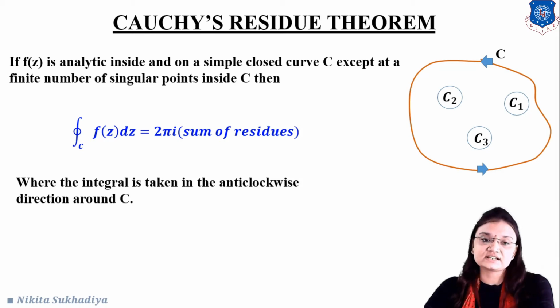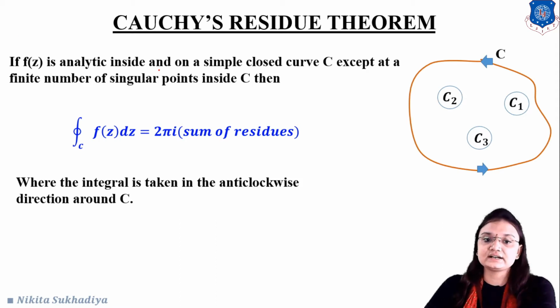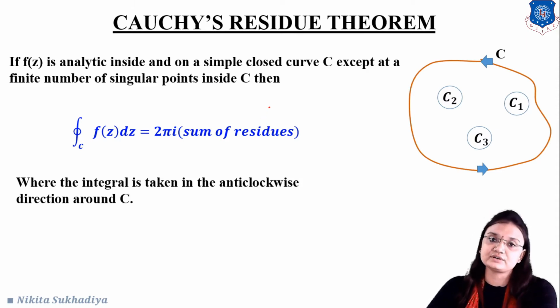First of all, I am revising it. What is Cauchy's residue theorem? If function f(z) is analytic inside and on a simple curve C except at a finite number of singular points inside C, then the integral of f(z) dz is equal to 2 pi i times the sum of residues, which we have studied in our previous lecture.